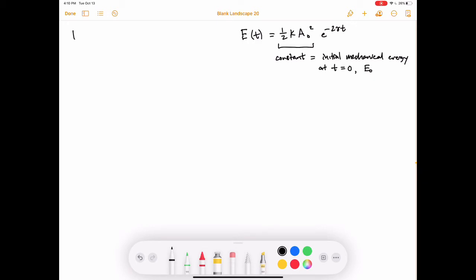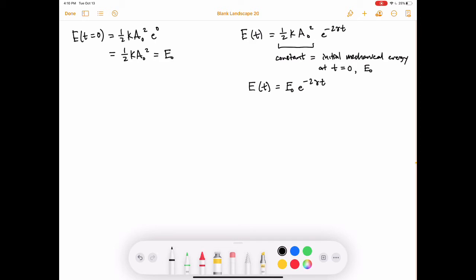And by the way, verify this. If you plug in 0 for the time, you're going to get 1/2 times K times A naught squared times e to the 0 power, because we're plugging in 0 for the time. e to the 0 is just 1. So this is 1/2 K A naught squared. That's what we're calling the initial energy, E naught. So to simplify, the energy at time t is equal to that initial energy E naught times e to the minus 2 times gamma times t.